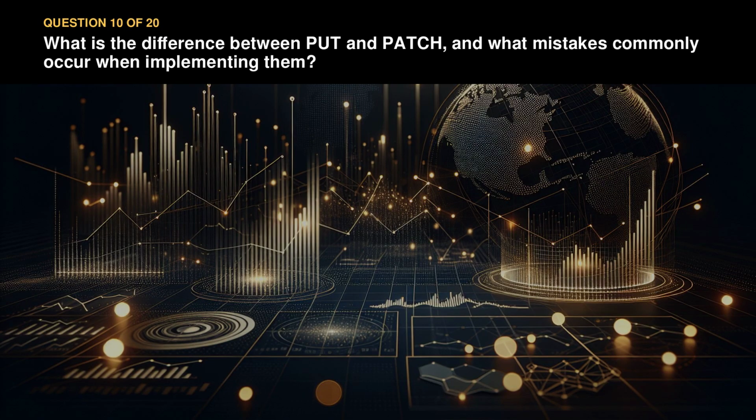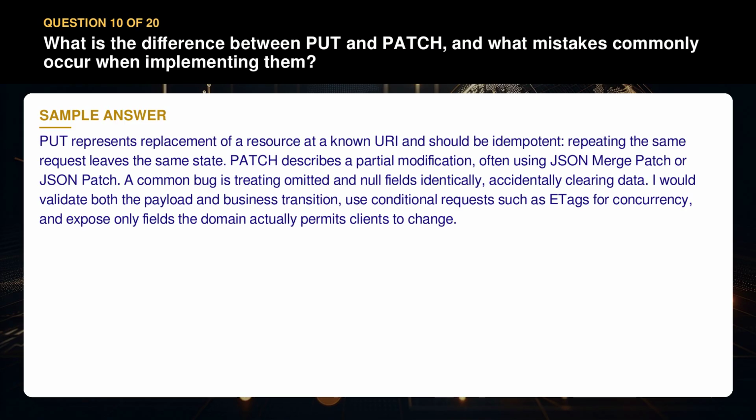Question 10. What is the difference between PUT and PATCH, and what mistakes commonly occur when implementing them? PUT represents replacement of a resource at a known URI and should be idempotent. Repeating the same request leaves the same state. PATCH describes a partial modification, often using JSON merge patch or JSON patch. A common bug is treating omitted and null fields identically, accidentally clearing data. I would validate both the payload and business transition, use conditional requests such as ETags for concurrency, and expose only fields the domain actually permits clients to change.